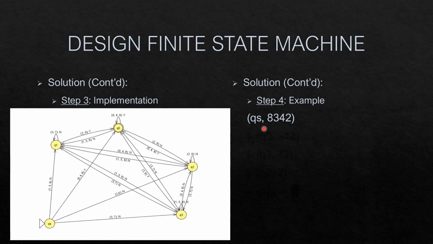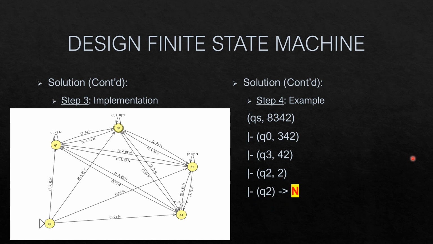So when we are in QS state and I get the first input as 8, we will transit to Q0 state. When I reach Q0 state, the next digit I am getting is 3. So I transit to Q3 state. When in Q3 state, if I get the next number as 4, I transit to Q2 state. When I am in Q2 state, I get the next input as 2. I transit to Q2 state and the output is no, it is not divisible by 4.